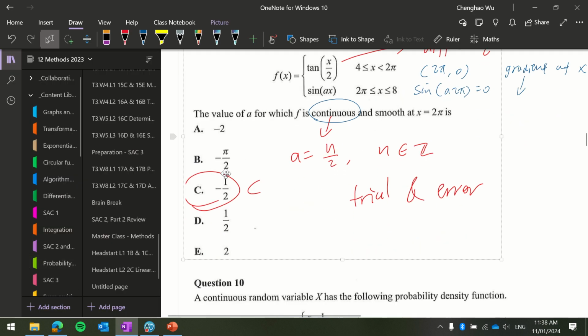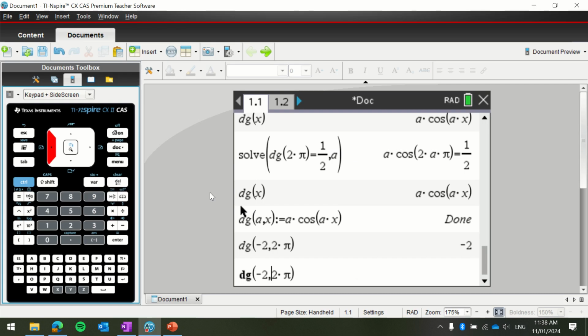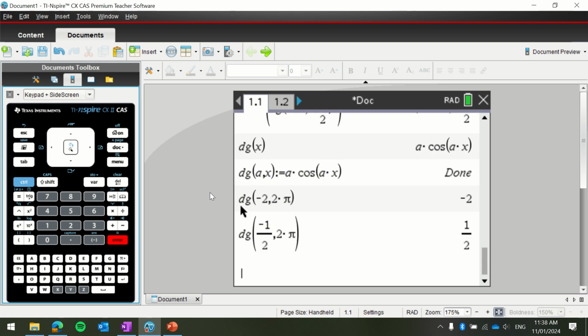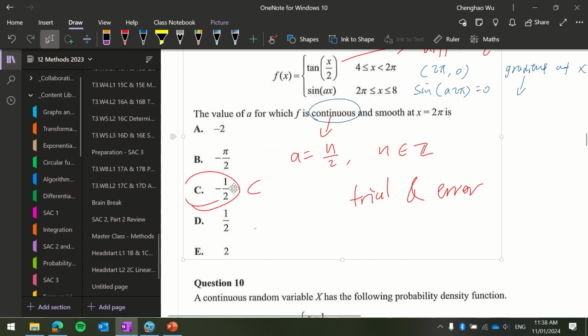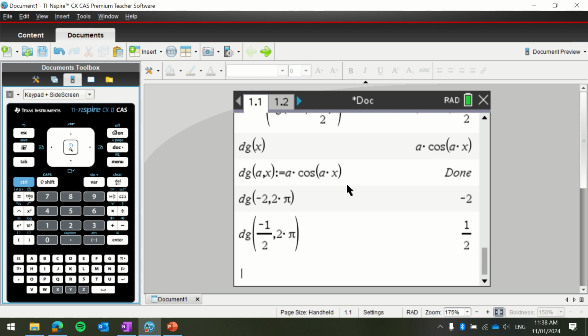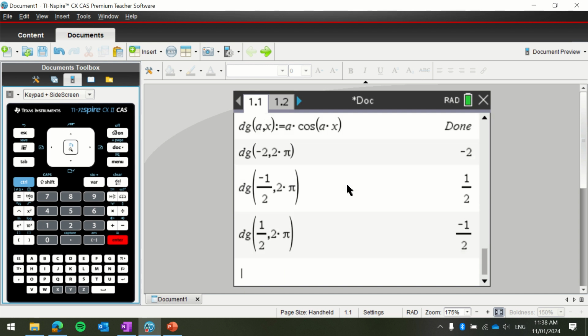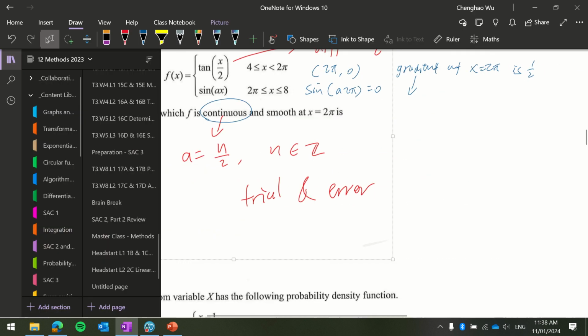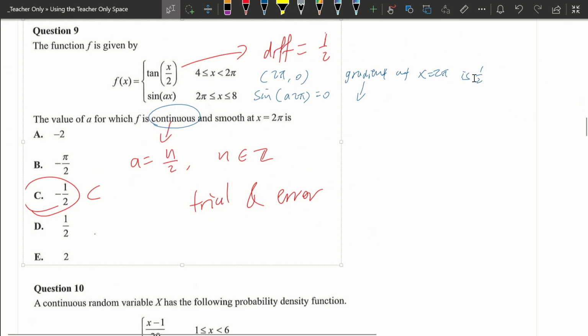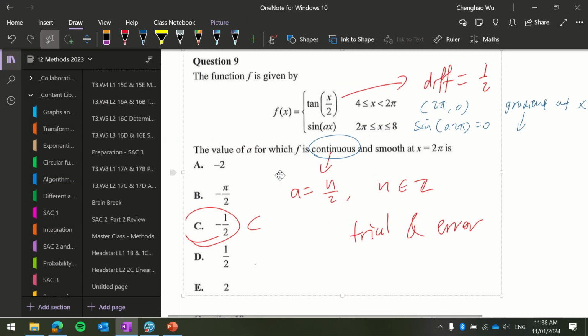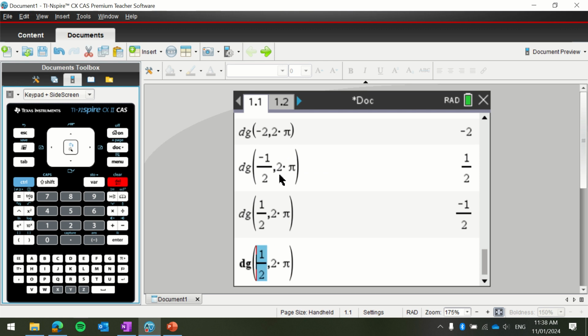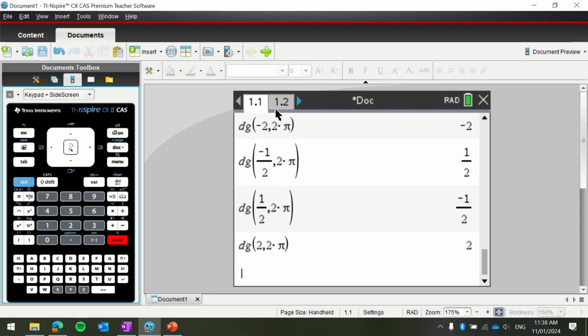Option B I've already eliminated from continuity, from the first criterion. So now I try -half as my a value. And I get half. So when a is -half and x is 2 pi, the derivative of the second part is half. So I know C is the correct answer. But just to be safe, try the rest, if you have time, of course. That's -1/2, so that's not good. That's not what I want. I want the gradient to be half. And just to be safe, check the last one. When a is 2, nope, not half.